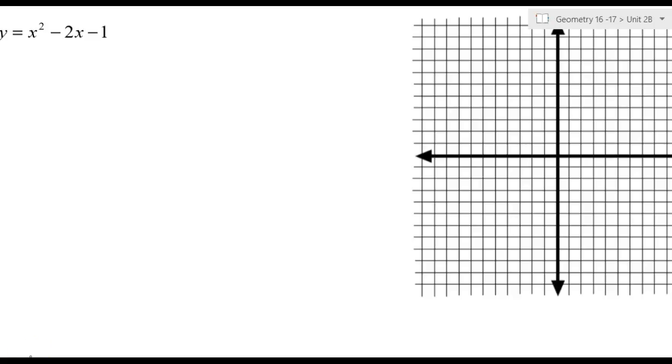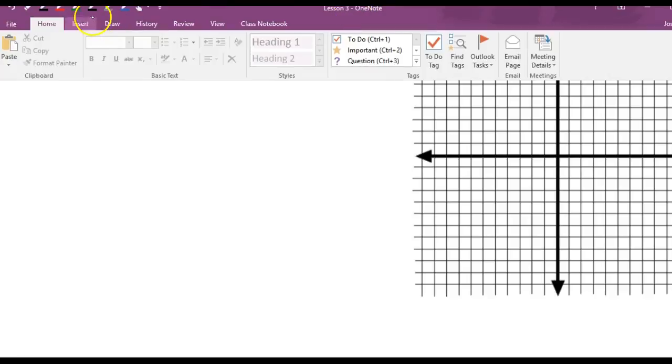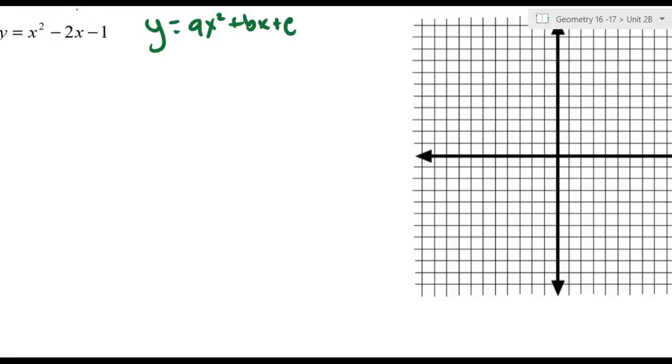Okay, so this is a video from Unit 2B, Lesson 3 notes about graphing quadratics in standard form. Just as a quick review, standard form is y is equal to ax squared plus bx plus c. That's our standard form of a quadratic. Okay, so the first step we always want to do is find the vertex.